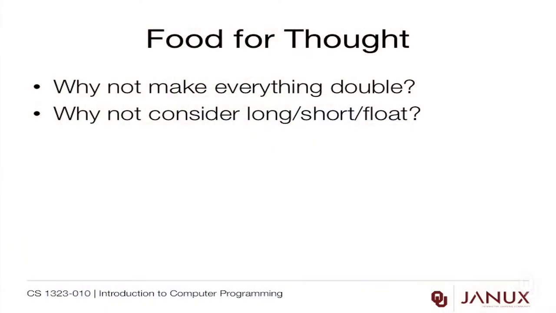And why didn't we consider things like long, short, and float? You probably read about those in the textbook. Well, there's a good reason to not consider those, and that's that it simply doesn't matter. There really is no difference in the amount of memory that's used that's worth talking about. And so we usually make everything that's integral int and everything that's floating point double.